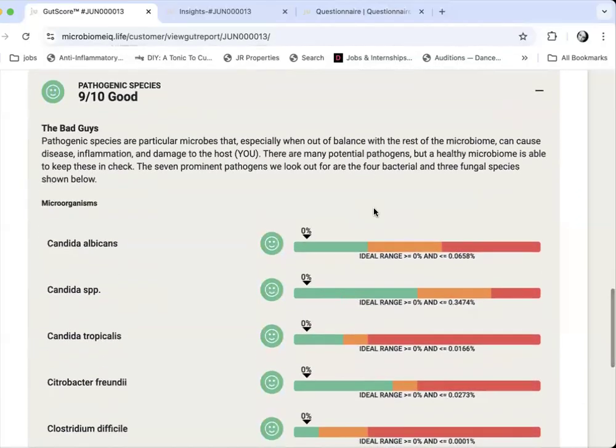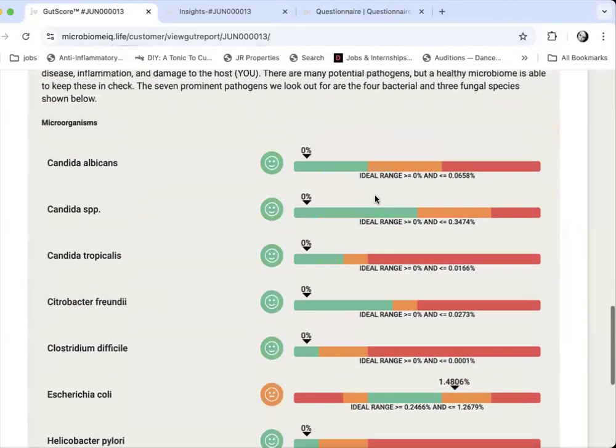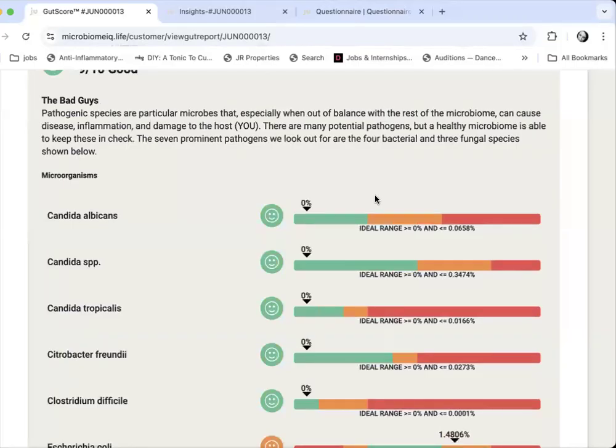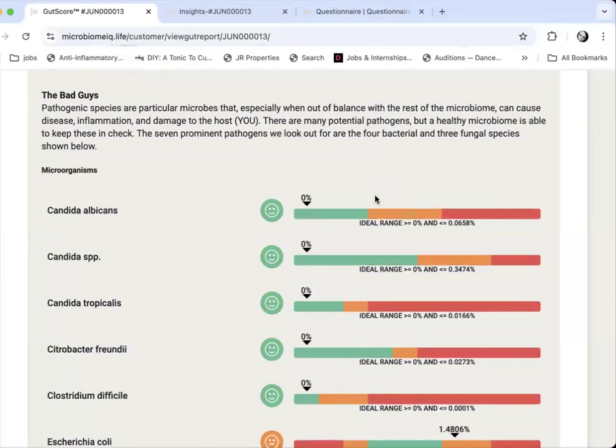The next section of the report is talking about our pathogenic species. And I think this is really important to review because a lot of your customers and patients and clients will be the most interested in this section, especially if they're having digestive issues. So the first thing I want to point out is, again, we are not diagnosing with this test.